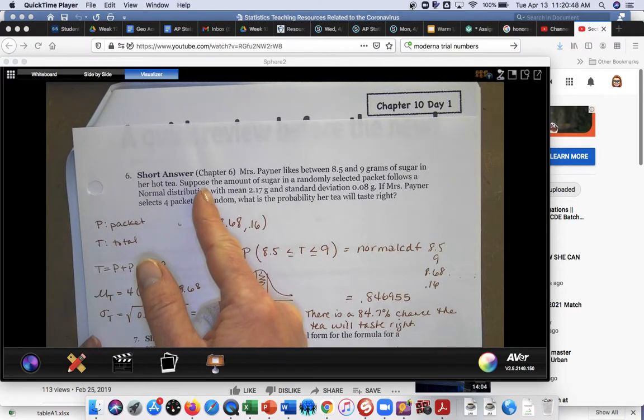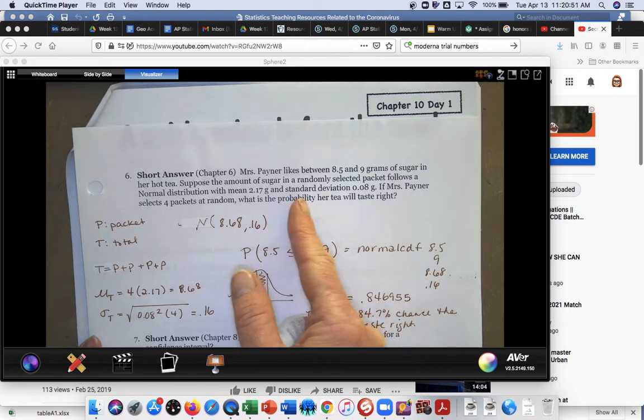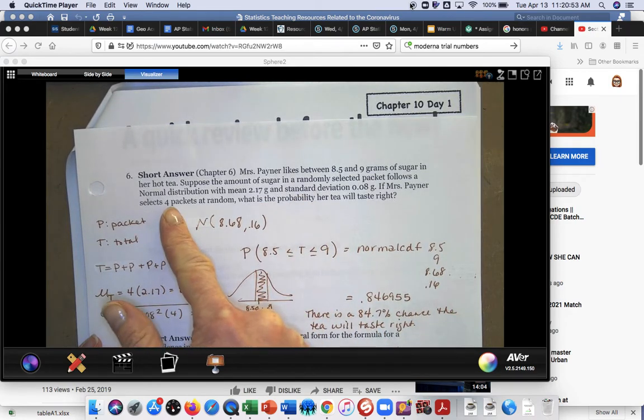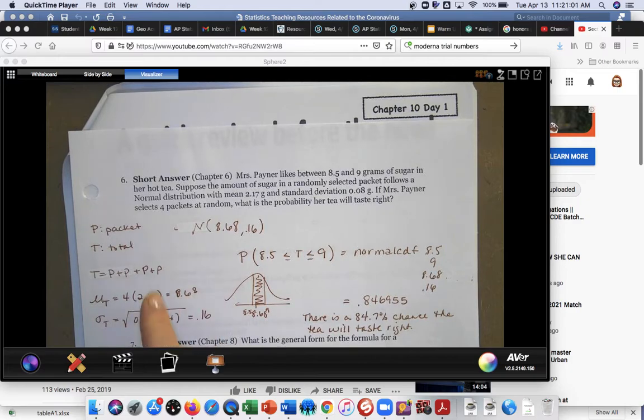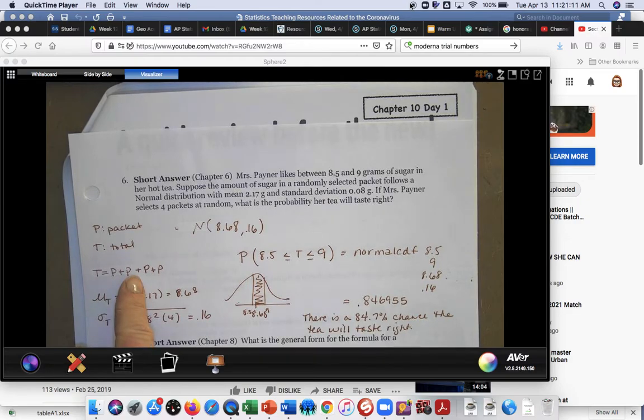All right, so this one right here. What's happening here is I'm selecting 4 packets at random. So I am combining 4 packets here. The mean of combining them is like doing the 2.17 plus the 2.17 plus the 2.17 plus the 2.17. So there's 4 of those. Then for the standard deviation, I would be adding those variances 4 times. So I'm not taking one packet and multiplying it by 4. I'm not transforming, I'm combining here.